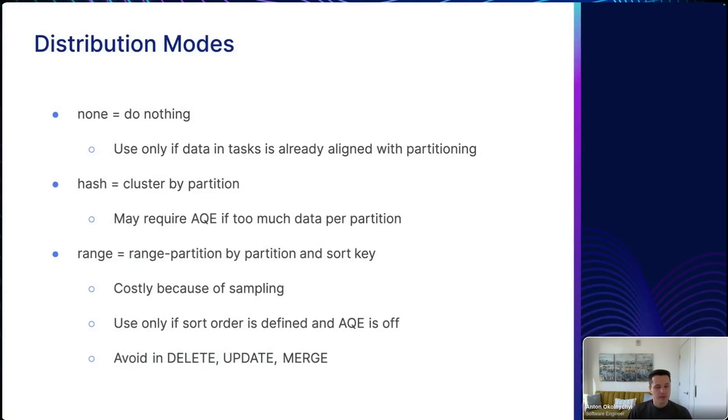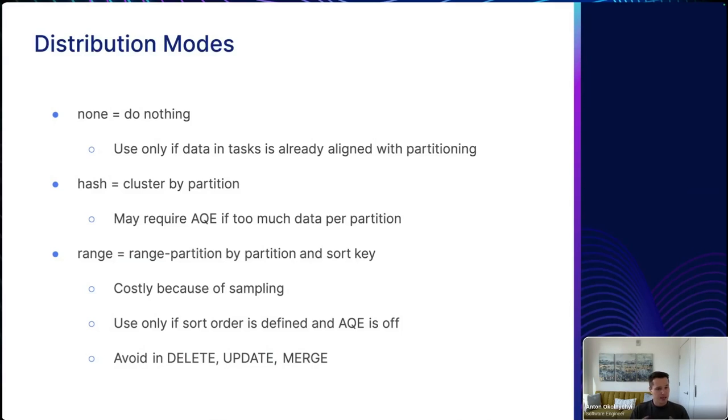None means that the data should be passed to Iceberg as is, and no extra operations need to happen before that. You should use this mode only if you're confident that the data in your tasks is aligned with the partitioning. If you don't have that confidence, you shouldn't be using this mode. Hash means that the data has to be clustered by partition before it's passed to Iceberg. I recommend this as a default. Start with this, and it is actually the default right now. So stick with this one unless you're not happy with the performance.